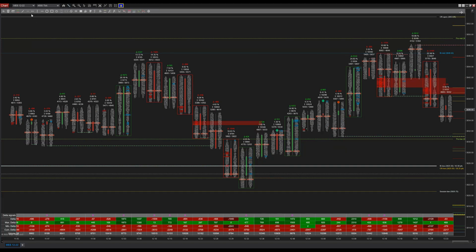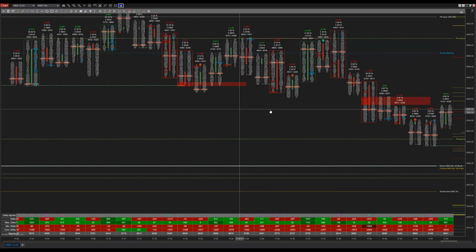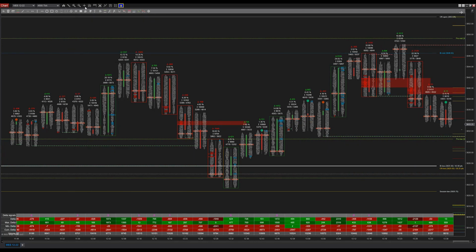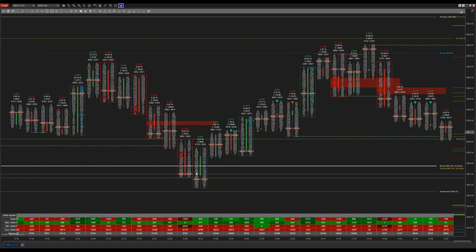Let's go here. Right here, it's 1229. That is the first test of the IB low. All right, first test of the IB low. Now you're looking at it. Now you know this is a trade to be looking for.